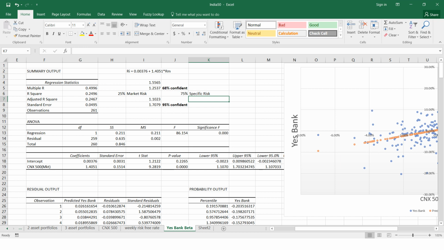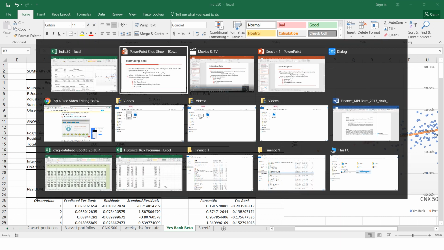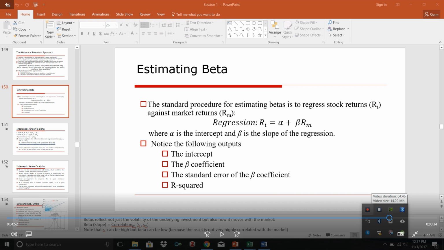Okay. So that's about it in terms of estimating beta using regressions. Let me take a pause here.